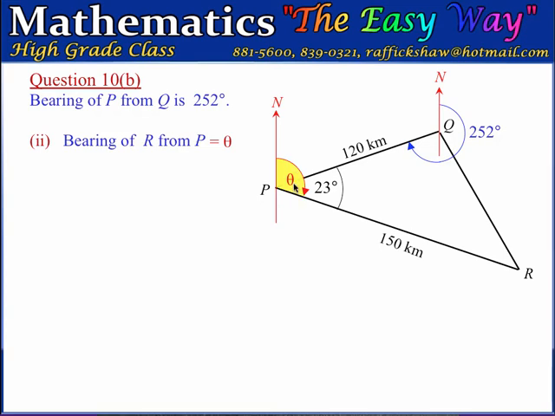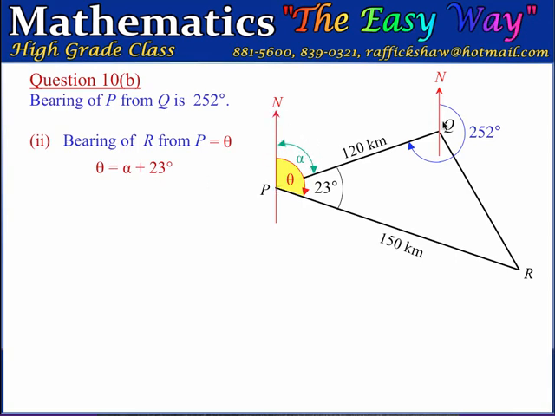Now, to find this angle theta, it would be useful if we could find the angle between this north line and this line here. And in that case, theta would be the sum of this angle here and the 23 degrees angle here. But let's call that angle alpha and show it on the diagram. And if that is the case, it means that theta would be equal to alpha plus 23 degrees. And therefore, we need to find this angle alpha.